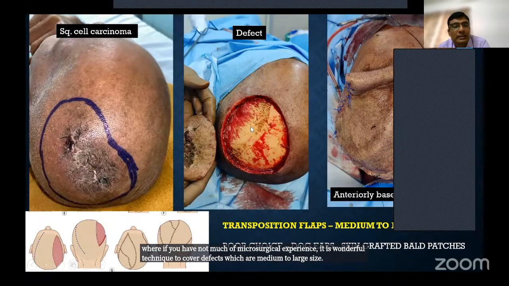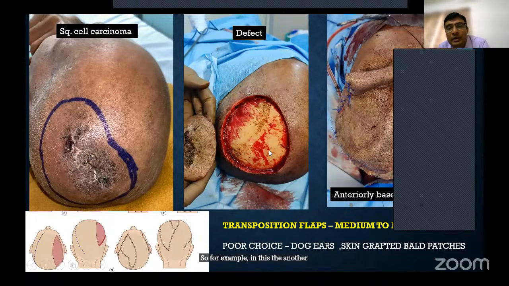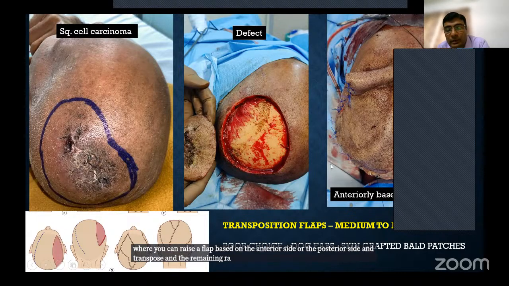Another technique, which is commonly done for patients who are of poor general health or who deny any major procedure like a microsurgical procedure, is to do a transposition flap. This is always available, where you can raise a flap based on the anterior side or the posterior side and transpose it, and the remaining raw area, which is left with the pericranium, is skin grafted.